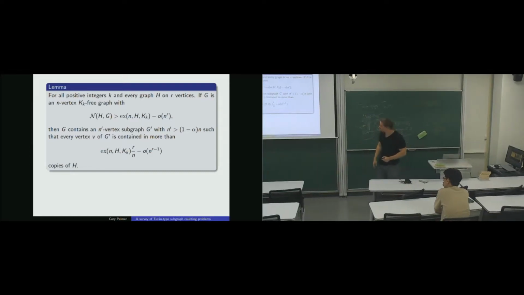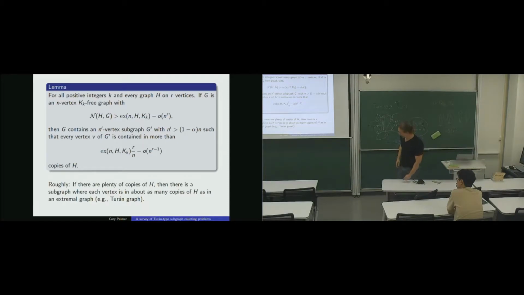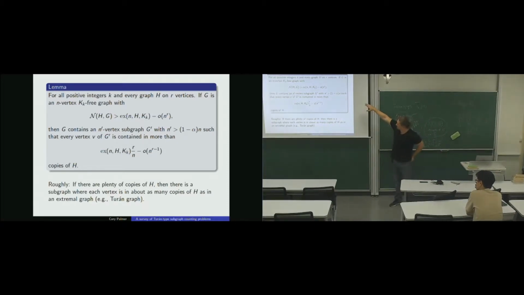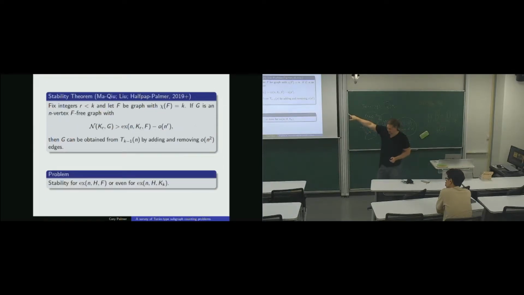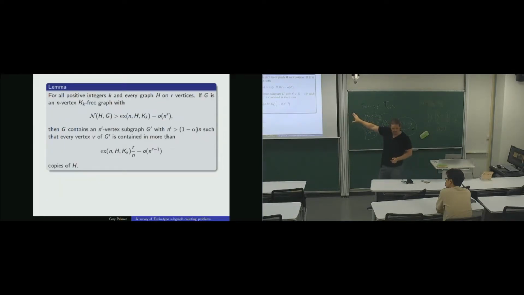I won't prove it. But what it says roughly is that if there are lots of copies of your graph H, like the first line there, so we're still K_K free, and we have lots of copies of H. Notice it's slightly less general here. Let me jump back for a second. The number of copies of H is bigger than the extremal number forbidding a K_K, not an F. In the previous theorem, I'm forbidding an F. Here, I'm only forbidding a K_K. It's a slightly different situation.